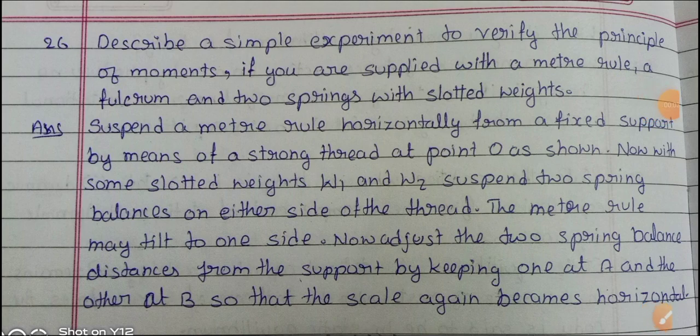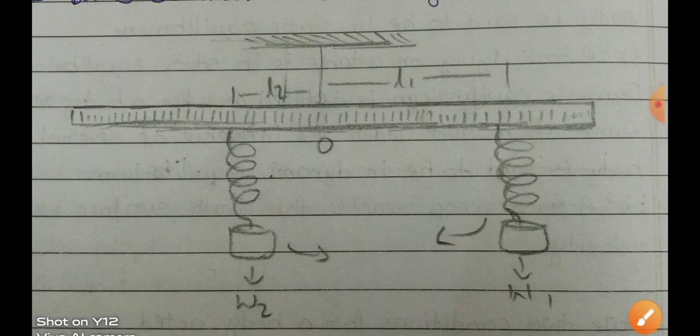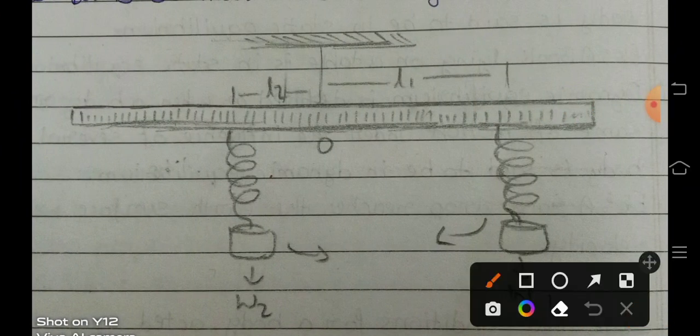26th question. Describe a simple experiment to verify the principle of moment if you are supplied with a meter rule, a fulcrum and two spring balances with slotted weights. Suspend a meter rule horizontally from a fixed support by means of a strong thread at a point O, as shown in the figure. Now look at this picture. Here is the ruler, which is fixed to the support by means of this strong thread at point O. Now this ruler is horizontal.